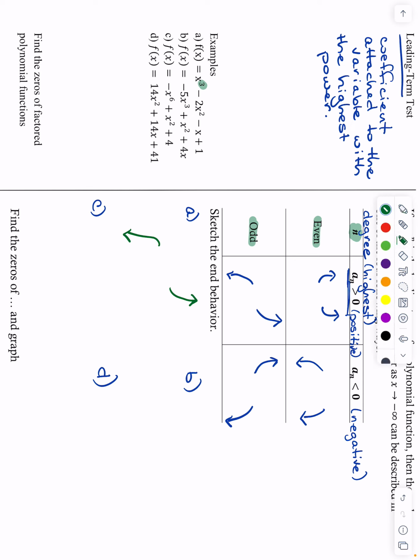B, again, I have an odd degree and a negative leading coefficient. Sorry, I am just getting over being sick and still having trouble with my thoughts. Which means both ends are going in the opposite direction. That's because of the odd degree. And it's going down from left to right because of the negative leading coefficient.